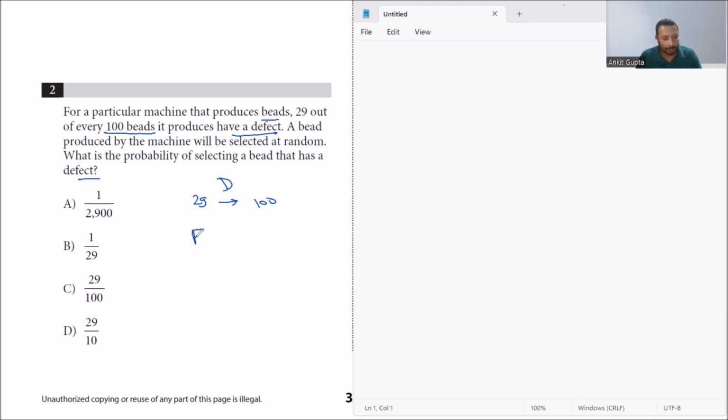That means probability will be the number of favorable outcomes divided by the total number of outcomes. Favorable outcomes in this case will be the number of defective beads, which is 29, and the total number of outcomes will be 100. So the probability of picking a defective bead will be 29 by 100, and will be option number C.